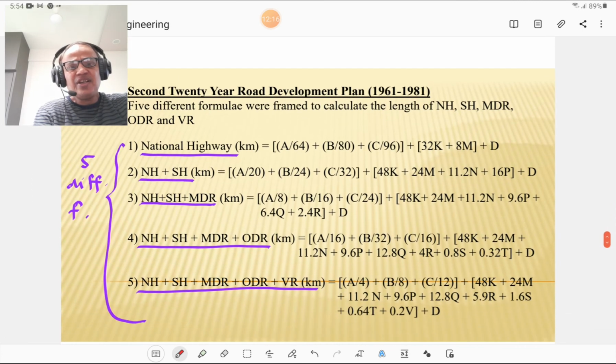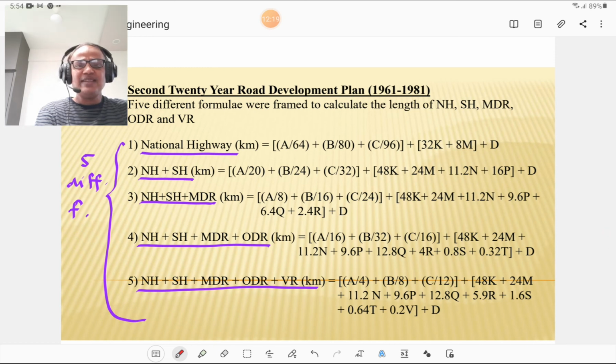Then we will discuss the second 20-year road development plan, that is the Bombay plan or Mumbai plan. It started in 1961 and ran up to 1981, and this road development plan developed 5 different formulae framed to calculate the length of NH, SH, MDR, ODR and VR. First is the formula for the national highway. Why am I reading this formula, or why am I putting these formulas into the lecture? Because in multiple choice questions, some questions might be asked on these formulas also. So you must remember these formulas. These formulas are important considering MPSC mains.